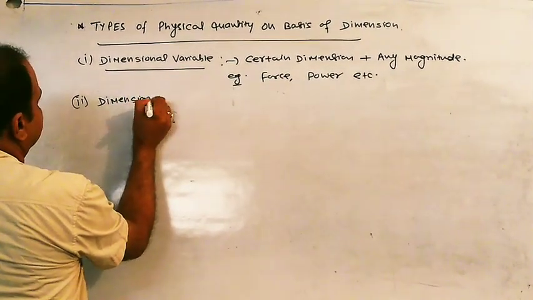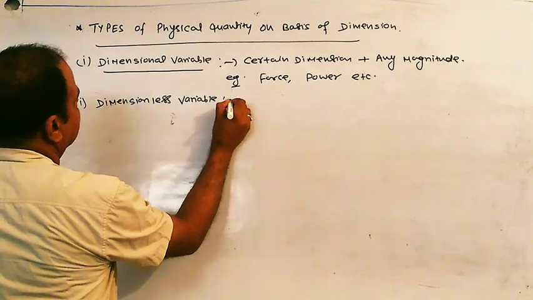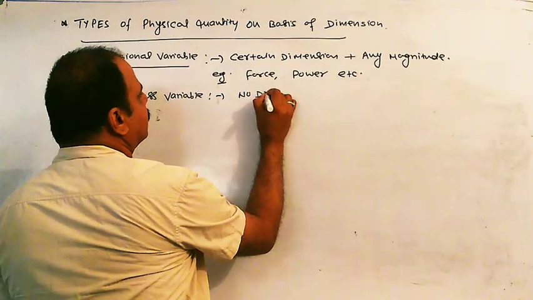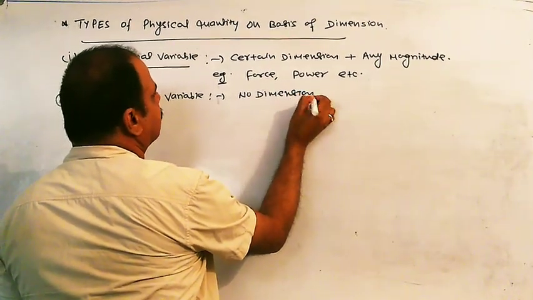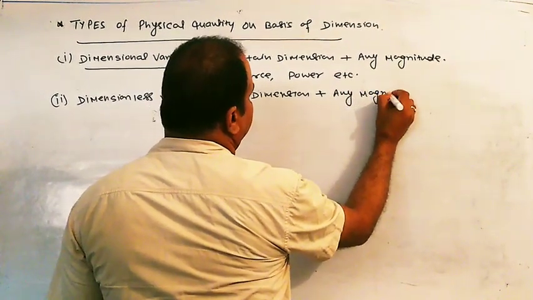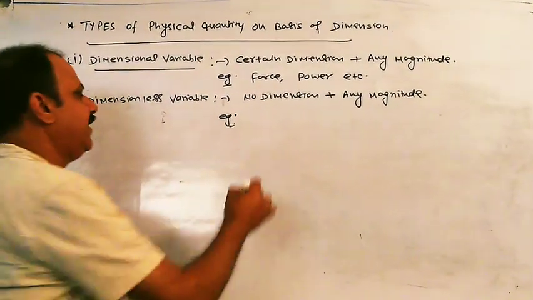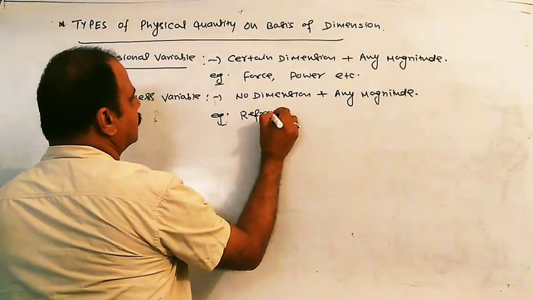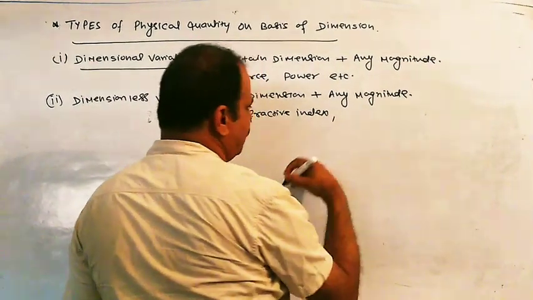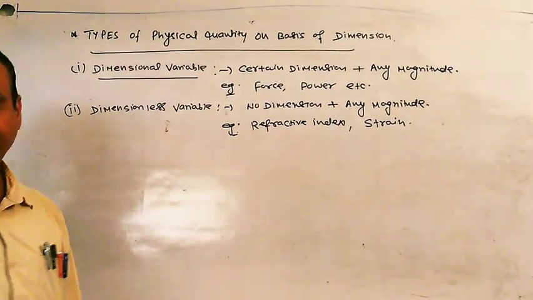Number two, dimensionless variable. No dimension, any magnitude. For example, refractive index. Mu equal to C by V, same quantity का ratio or strength.